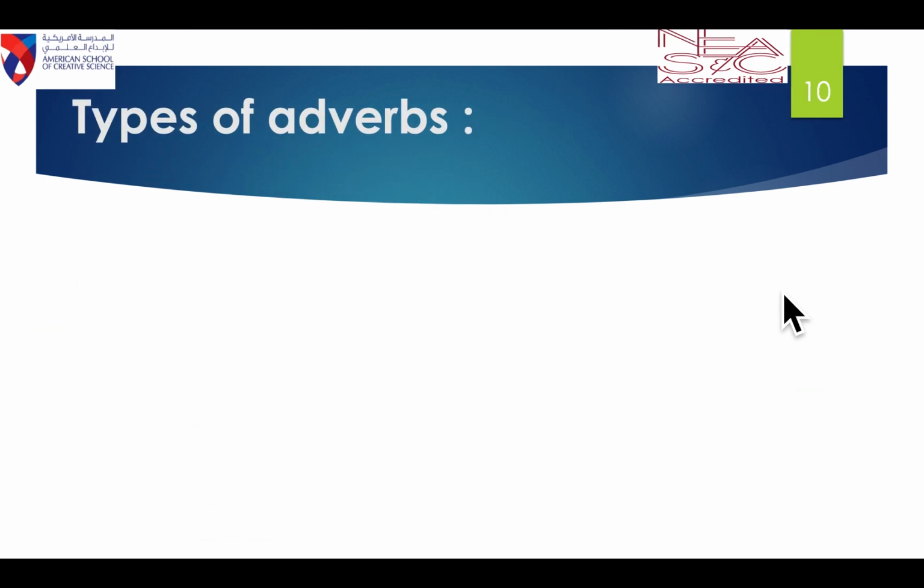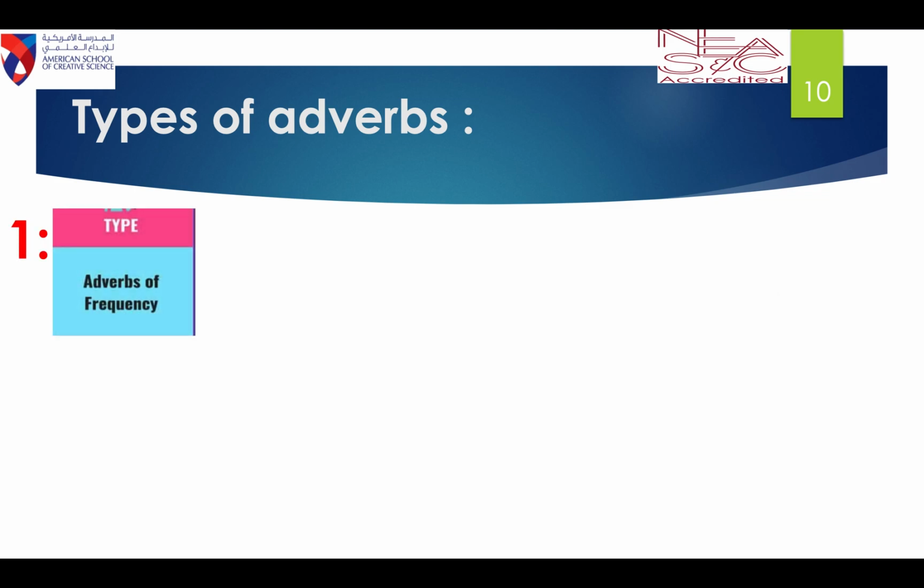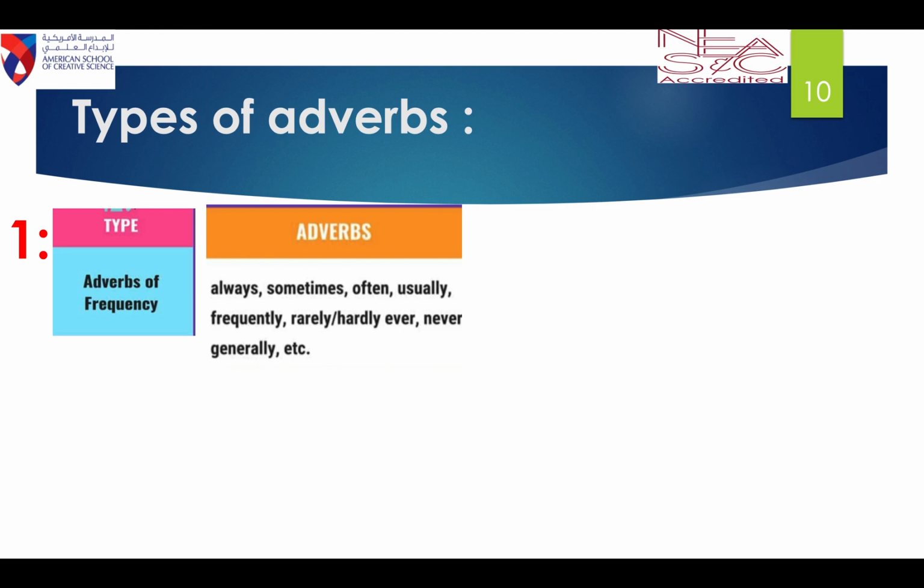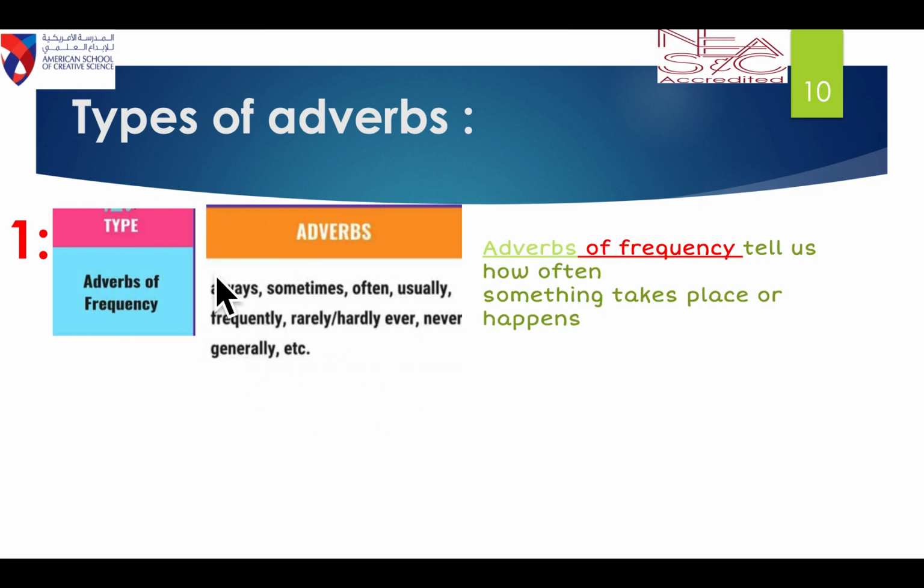So there are different types of adverbs. Number one, there are adverbs of frequency. These adverbs are words like always, sometimes, often, usually, frequently, rarely or hardly, never, generally, and so on. Alright, so these are called adverbs of frequency, and they tell us how often something takes place or happens.